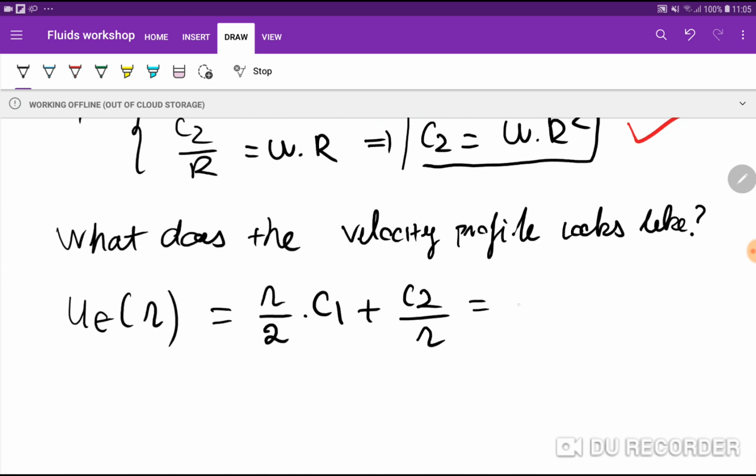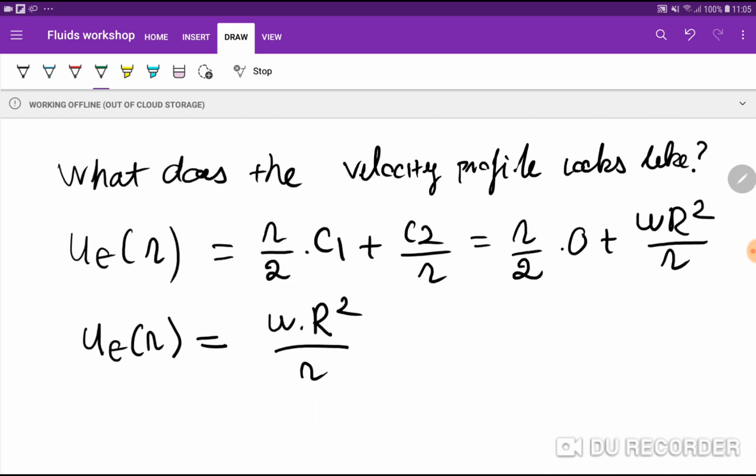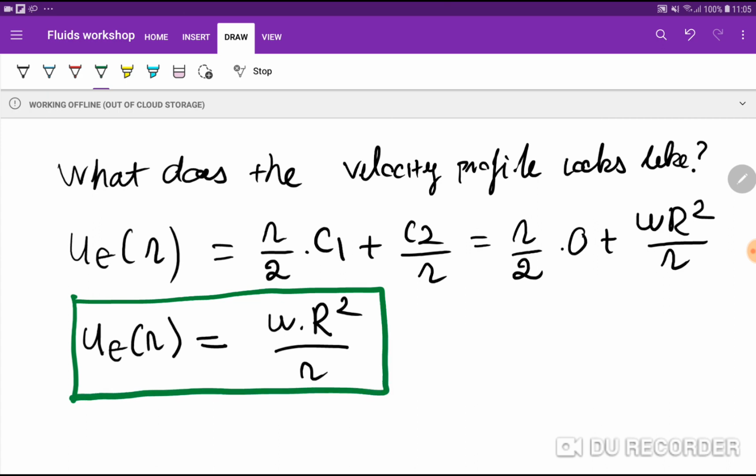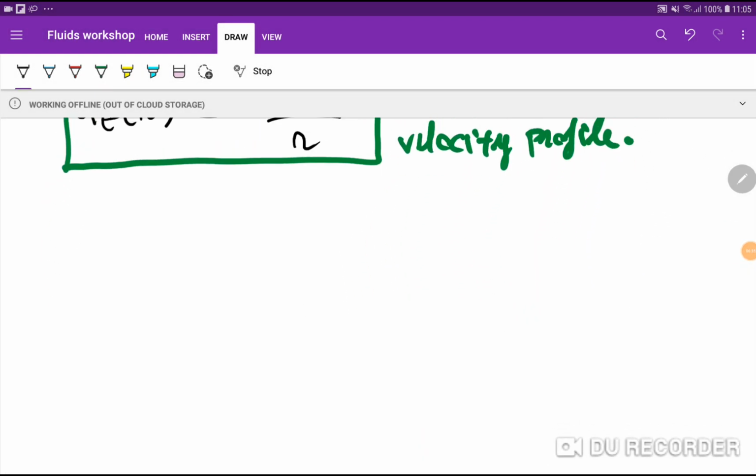So you get equal R over 2 times 0 plus omega R square over R. So eventually you get u theta as a function of r equal to omega times big R square over small r. Okay? And ladies and gentlemen, this is our velocity profile. Okay? That is it for part D. Now let's go ahead and move on to part E. Okay, what does part E say?